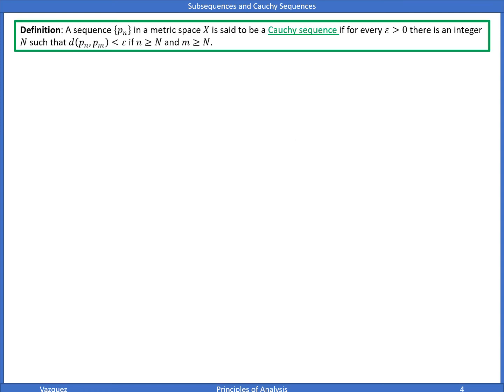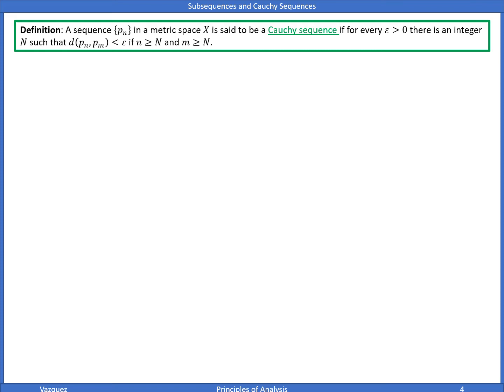Again, you might be familiar with this concept. A sequence, P sub n, in a metric space X is said to be a Cauchy sequence if for every epsilon greater than 0, there's an integer, capital N, such that the distance between points P sub n and P sub m is less than epsilon when n and m are greater than or equal to capital N.